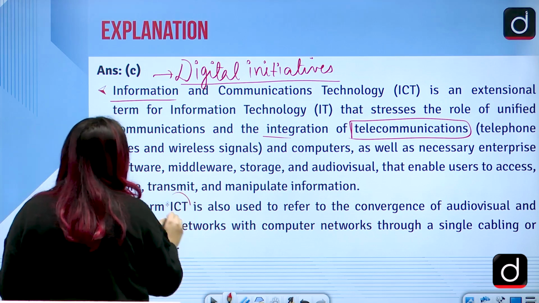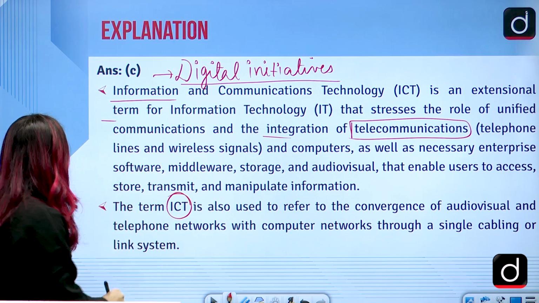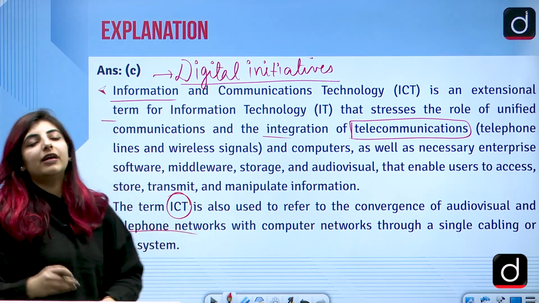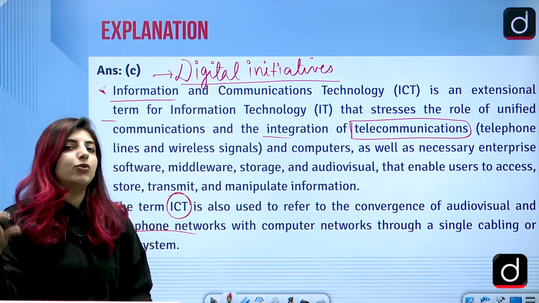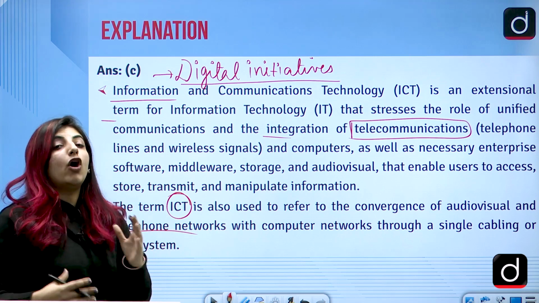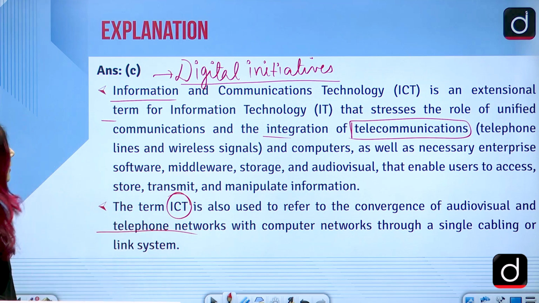The term ICT is also used to refer to the convergence of audiovisual and telephone networks with computer networks through a single cabling or link system. So anything related to networking, anything related to audiovisuals, all of those are units which come under the ICT part as well.